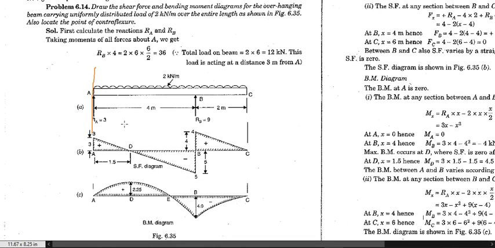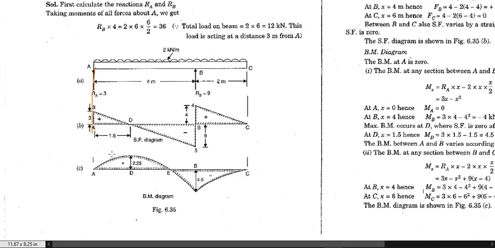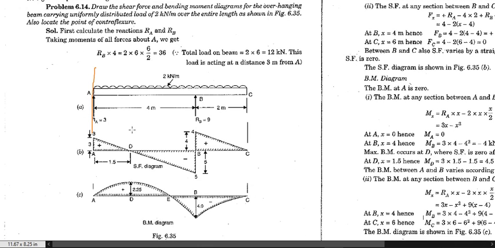So if you use this formula, 3 minus 2 times x equals 0, then we can find this point of contraflexure, which is 1.5 meters. So this point of contraflexure here will be at a distance of 1.5 meters. Okay, so these things we have calculated. Now we will move forward to calculate the SFD as well as BMD.